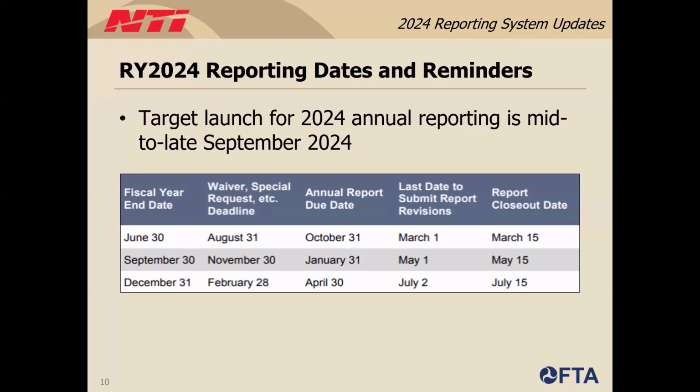The report year should launch the week of September 16th. And your analyst will send a welcome information email to you once those annual forms are available for your reporting groups. So especially if you're an October reporter, just keep an eye out. You should be receiving some communications from your analyst.